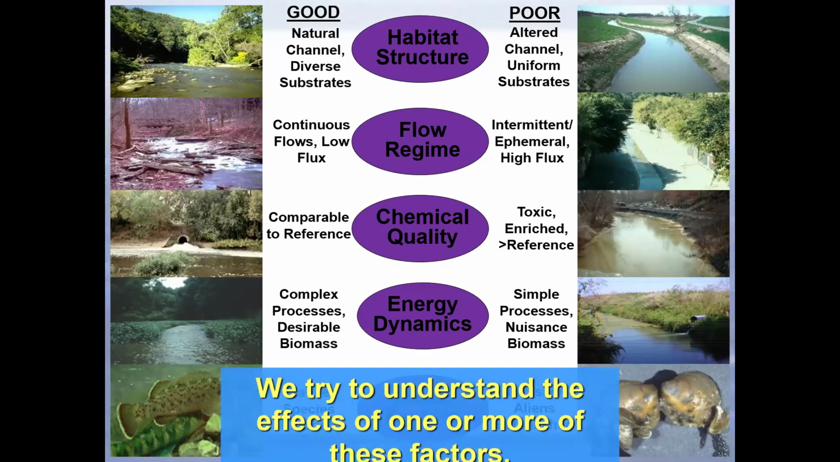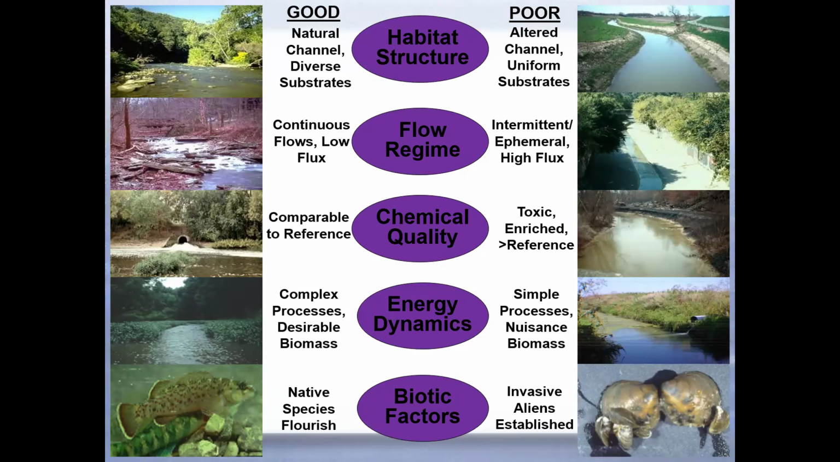Okay. So I'll show this first. Pretty much the goal of these assessments is to determine the differences between good and poor habitat. So good would be these examples on the left-hand side where we see natural substrates and diverse substrates. The channel unmodified, continuous flow.